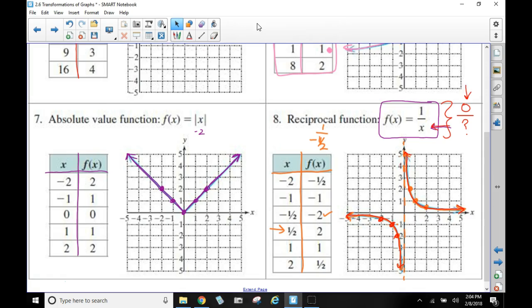Okay? So pause here for just a minute and look over this first page. You have about 2 seconds to memorize all 8 of these graphs, or these ideas anyway, and then we're going to work with those in the next video.